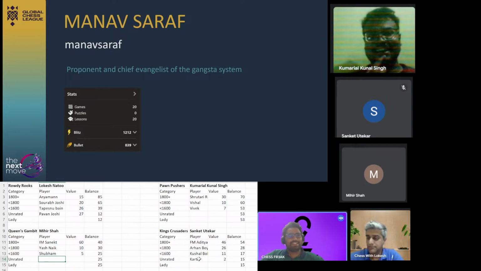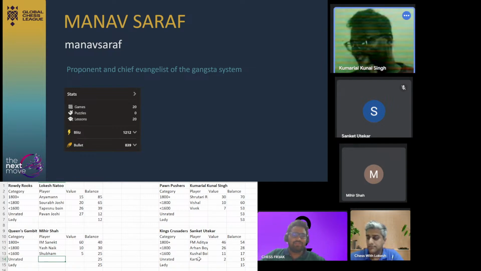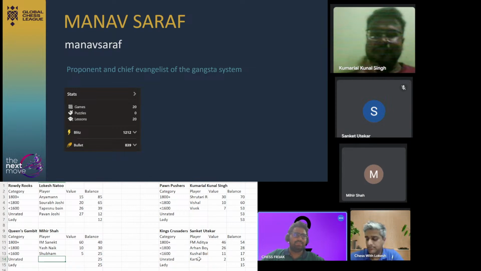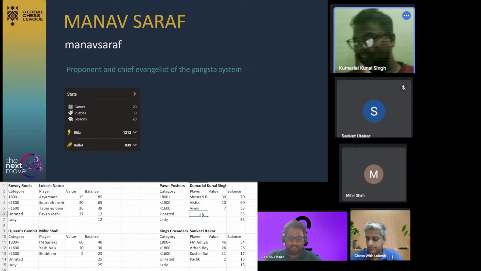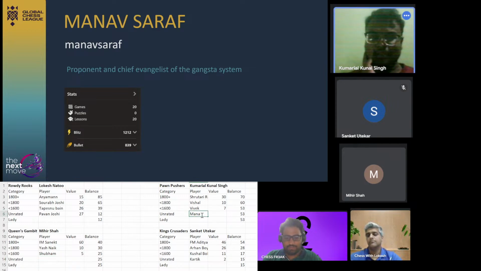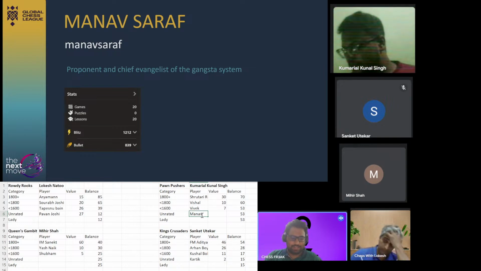I'm doing the calculations, guys. You can trust me. Manav Saraf, 24 points, going once, Queen's Gambit. Going twice, 24 points to the Queen's Gambit. I don't see any bids, Kumar. Do you have any bids? 25 points, and Virisha cannot bid further. So Manav Saraf is sold to the pawn pushers at 25 points.